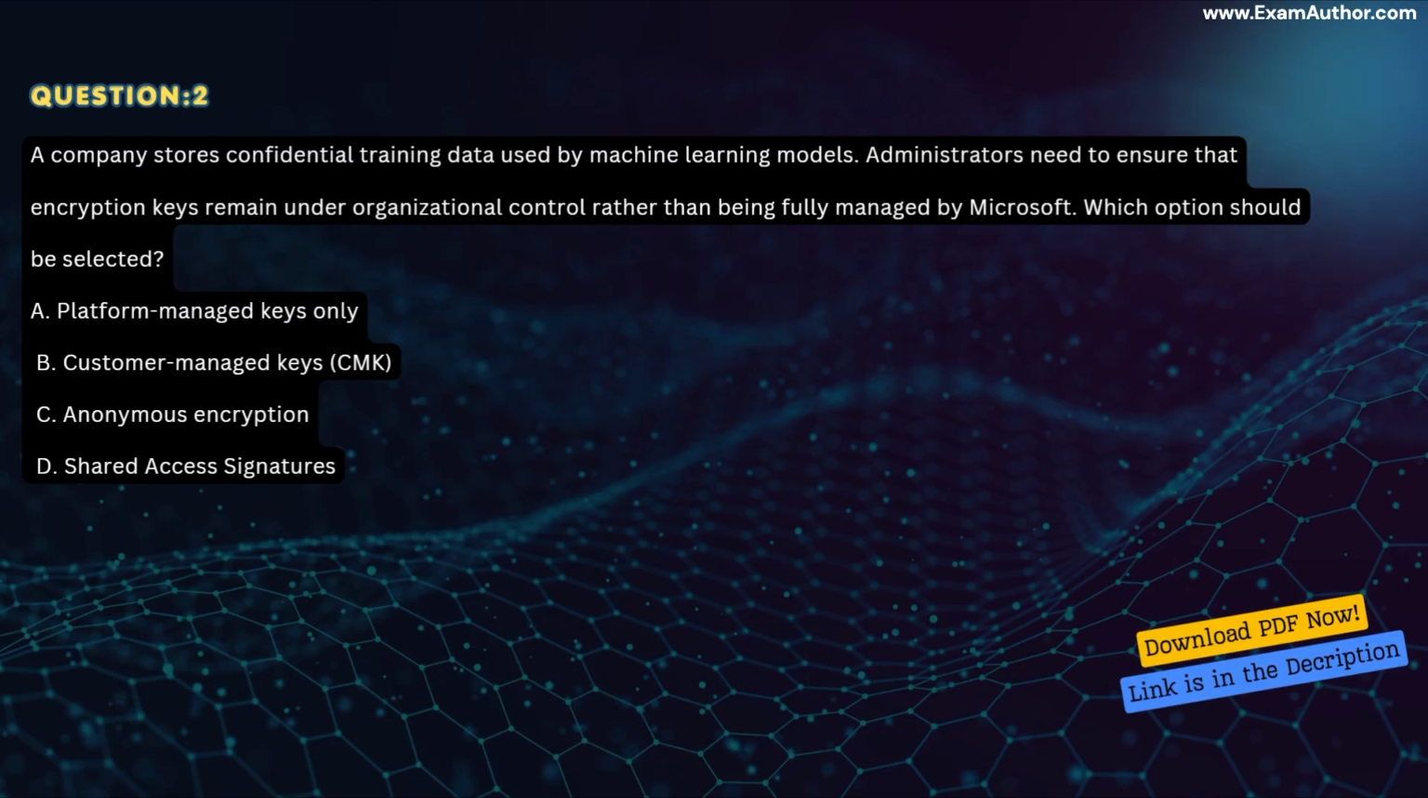Question 2. A company stores confidential training data used by machine learning models. Administrators need to ensure that encryption keys remain under organizational control rather than being fully managed by Microsoft. Which option should be selected? A. Platform managed keys only. B. Customer managed keys (CMK). C. Anonymous encryption. D. Shared access signatures.